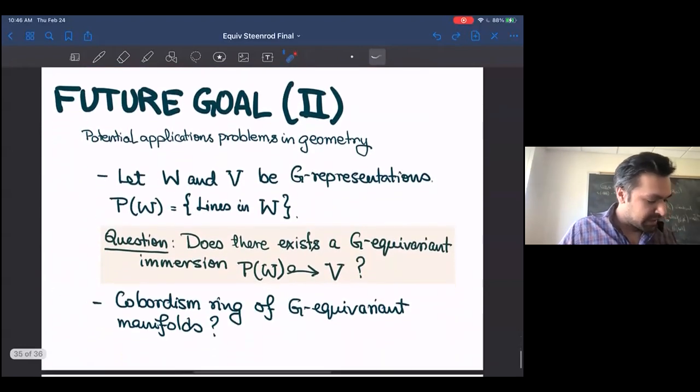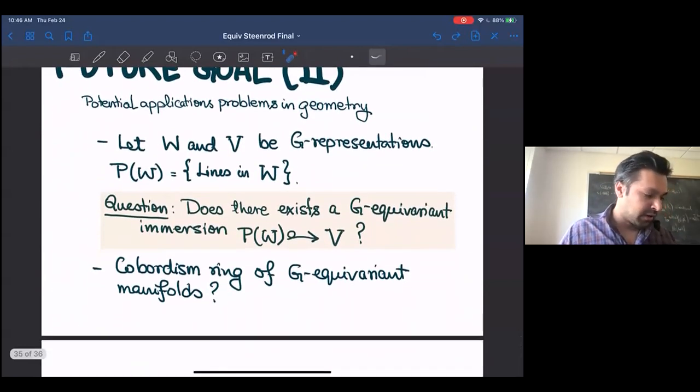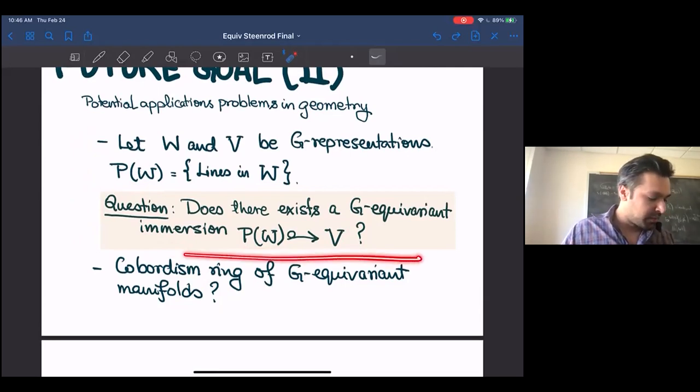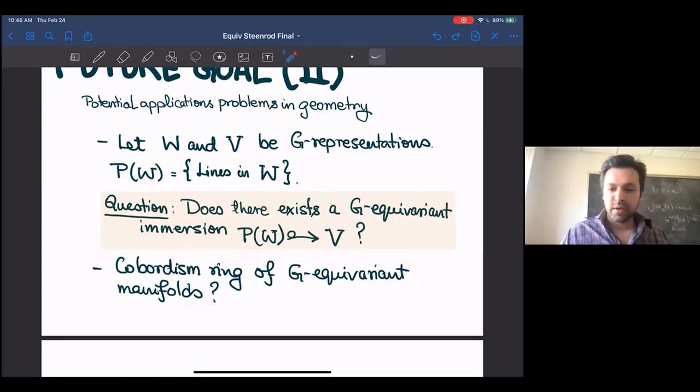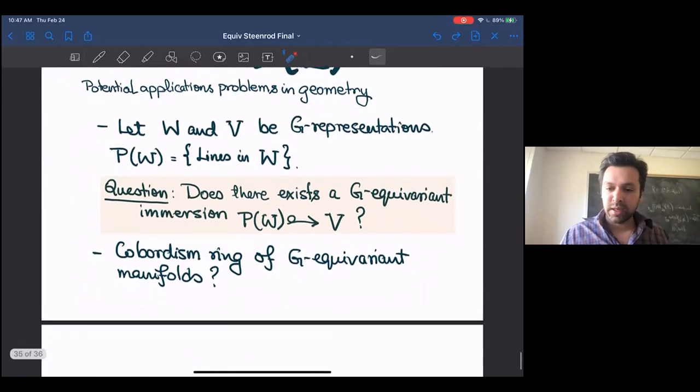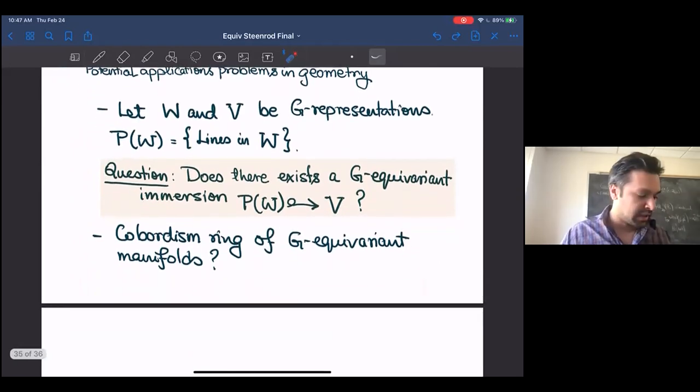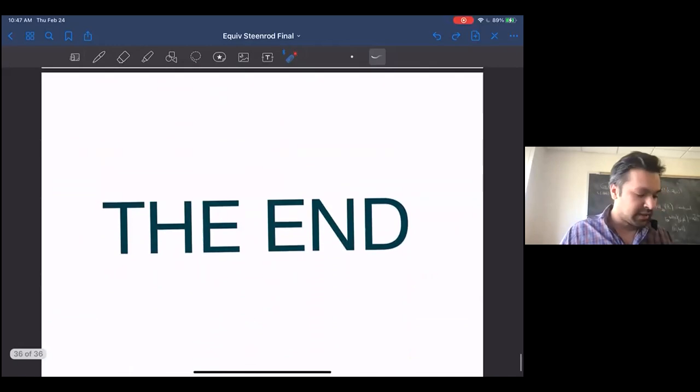And I also hope that we can study, by defining the corresponding Stiefel-Whitney classes, some basic problems in equivariant geometry, such as immersions of projective spaces in G-representations, or G-equivariant projective spaces in G-representations. And I hope that all of this work with some more calculations can lead to the understanding of the cobordism ring of G-equivariant manifolds. That will be a cherry on the top. So with this, I'm going to end.